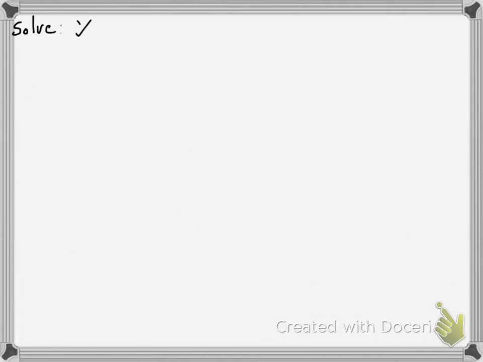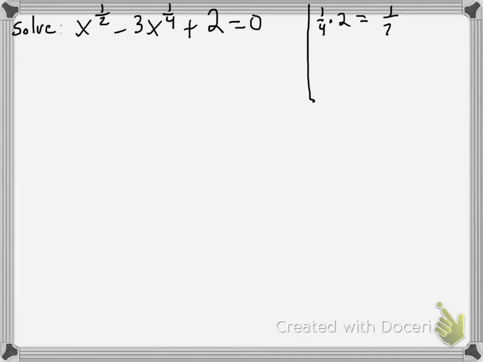And the final one we looked at today was x to the 1/2 minus 3x to the 1/4 plus 2 equals 0. We're going to check the smaller exponent, which is 1/4. We're going to multiply it by 2, and we in fact get 1/2. So that's a good indication that it's in quadratic form. We'll let u equal the smaller exponent.